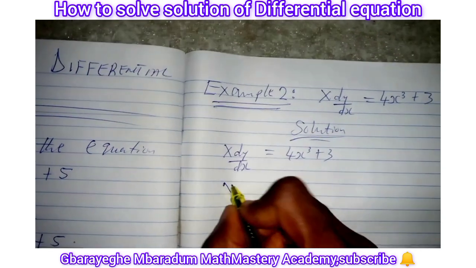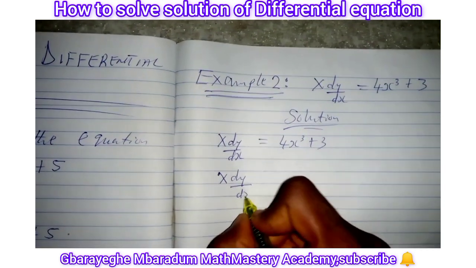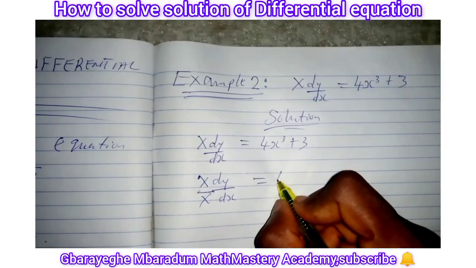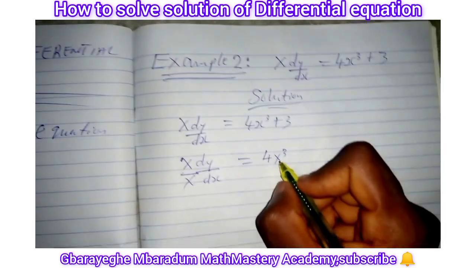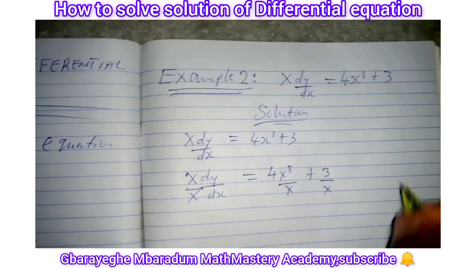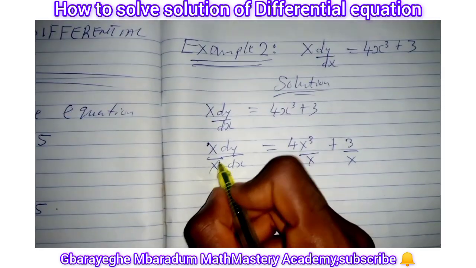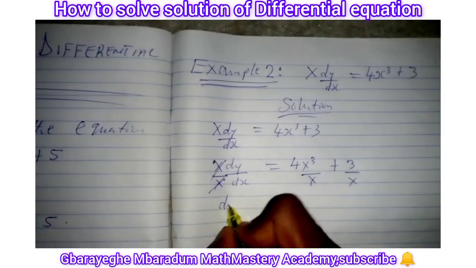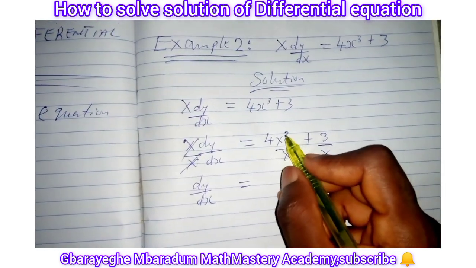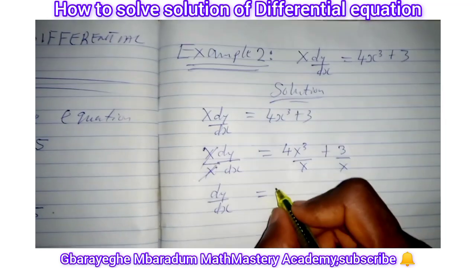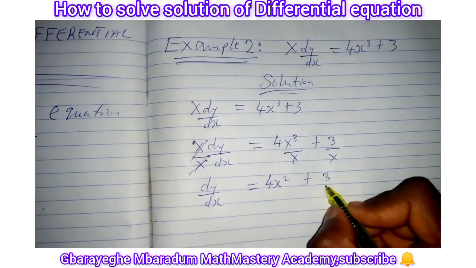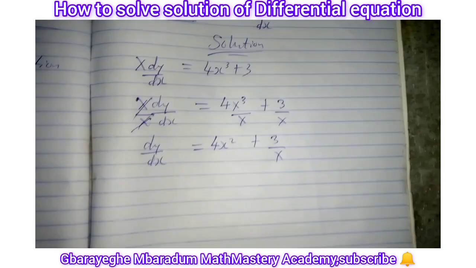Now if you divide both sides by x, we're going to have x times dy over dx all over x here. Then you come to the right hand side, we divide both sides also by x, and we have 4x cubed divided by x plus 3, we also divide by x. Now you know that this x cancels this x. We are going to be left with dy over dx equals, you know that this x goes into this x cubed, going to remain x squared. So we are going to have 4x squared, then we have plus 3 all over x. Now it will be very easy for us to integrate.